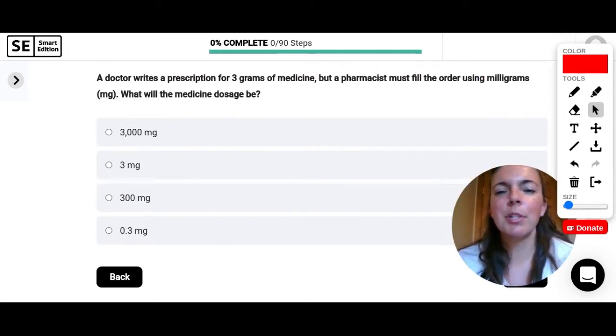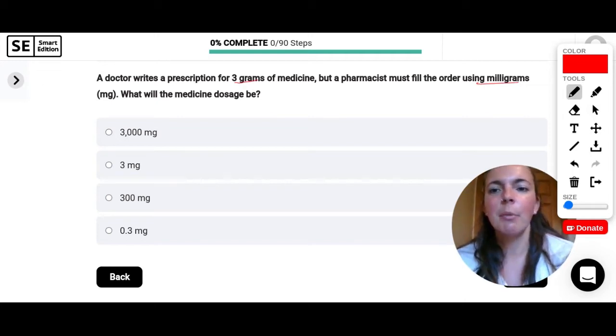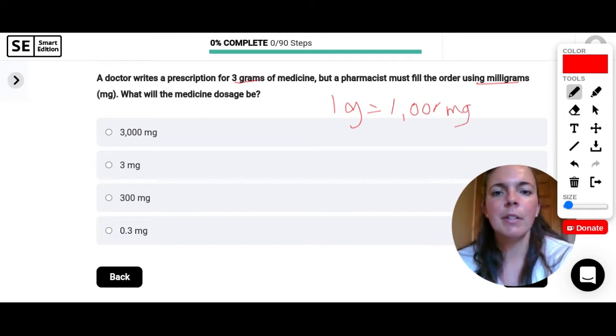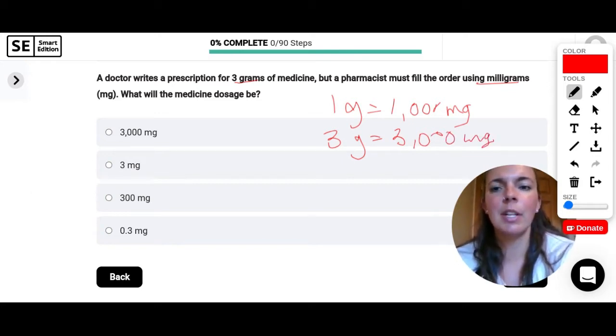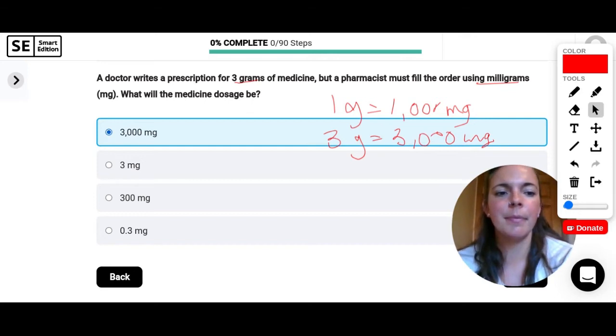A doctor writes a prescription for 3 grams of medicine, but a pharmacist must fill the order using milligrams. So we're given grams and we need to use milligrams. What will the medicine dosage be? So to go from grams to milligrams, it's important to know that in 1 gram, there are 1,000 milligrams. So in 3 grams, we just have to multiply by 1,000. So that would be 3,000 milligrams. Okay, so 3,000.